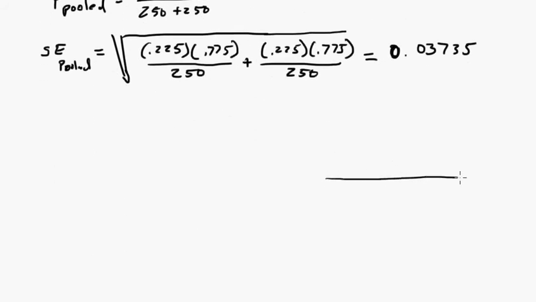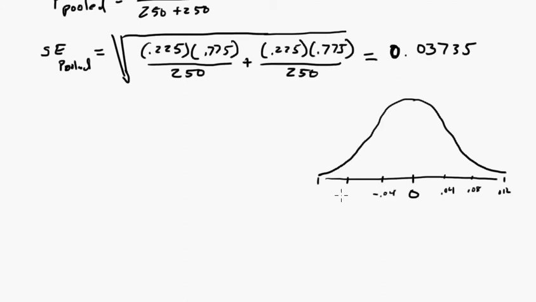Okay, so our model looks something like this. And we have 0 in the center, and our standard deviation, now we can kind of see, is very small, 0.04 essentially. So this would be 0.04, so that's going to be 0.08 and 0.12, right? Counting by fours, that'd be minus 0.04, minus 0.08, and minus 0.12.